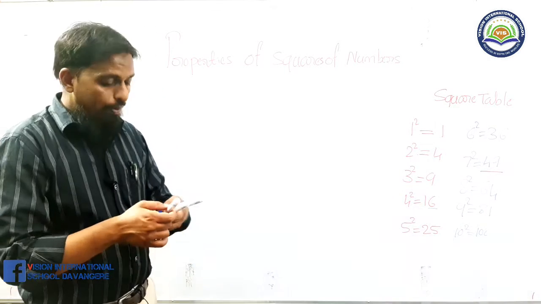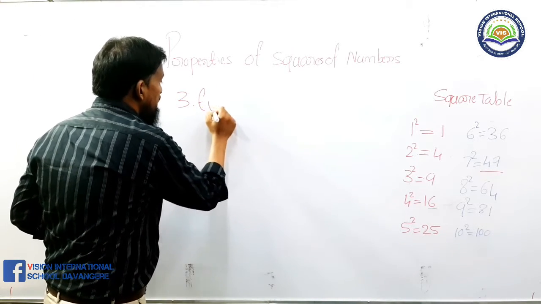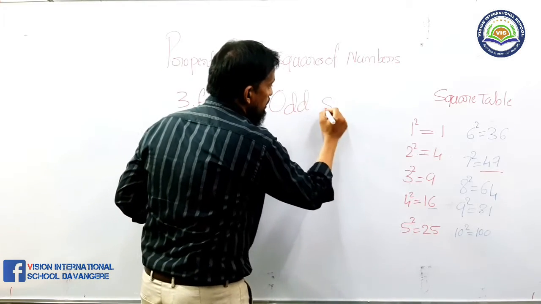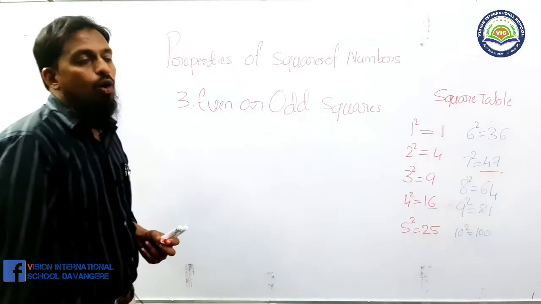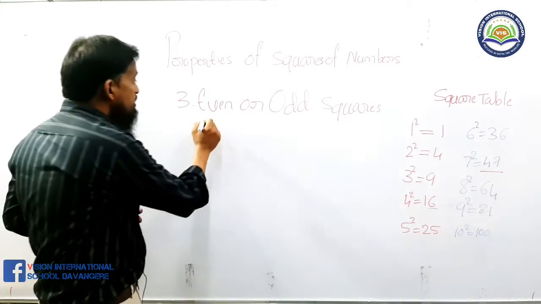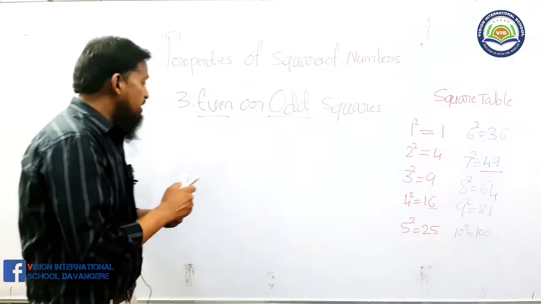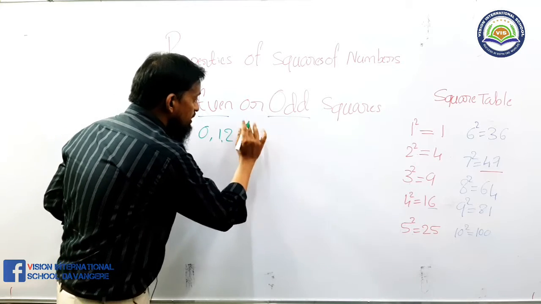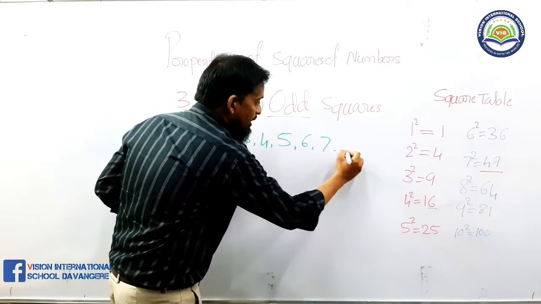Now coming to the third property, the name of that property is even or odd squares. Now, for even or odd squares, again we need to understand the basics. What is an even number? What is an odd number? Let us try to understand what is an even number. If they have given the numbers 1, 2, 3, 4, 5, 6, 7 and so on.